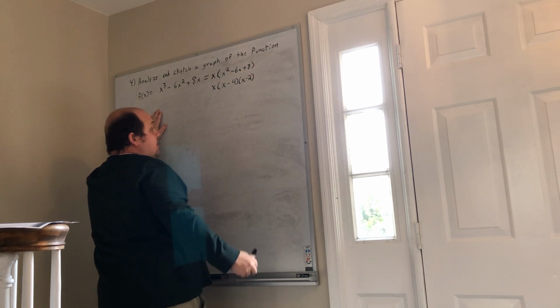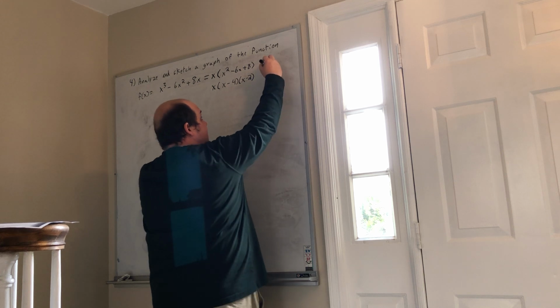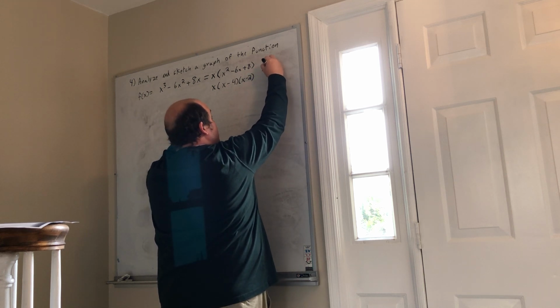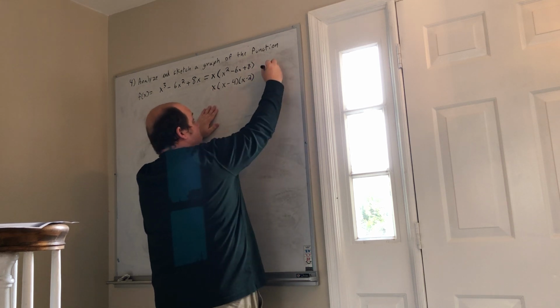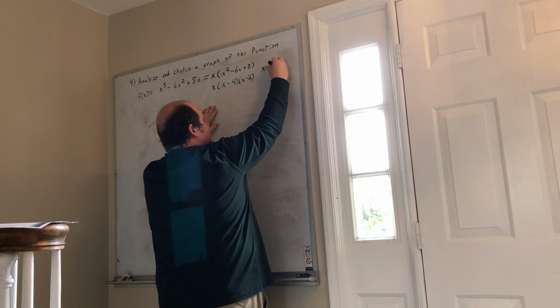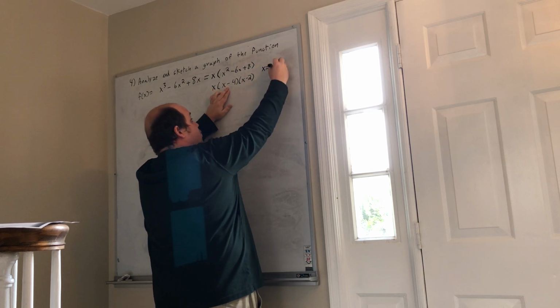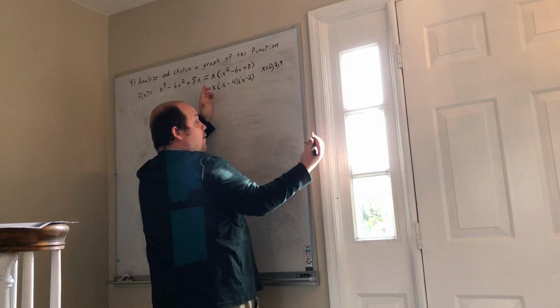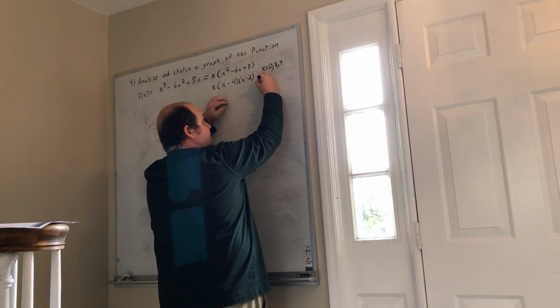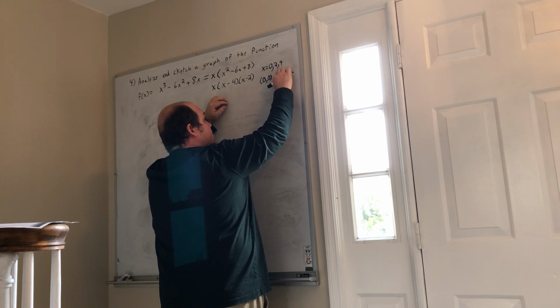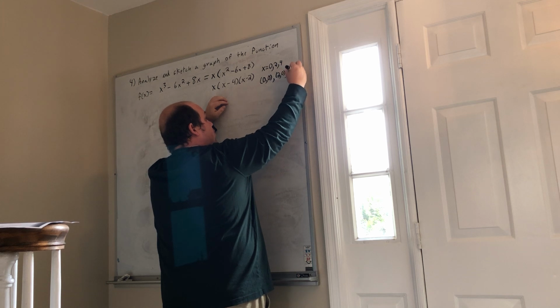For that reason, the intercepts occur at x equals 0, which makes this 0, x equals 2, which makes that 0, and x equals 4, which makes that 0. If I want to write them as x, y points, it's x equals 0, y equals 0; x equals 2, y equals 0; and x equals 4, y equals 0.